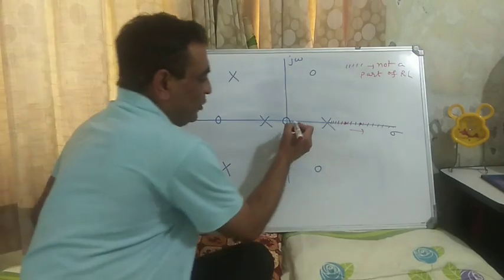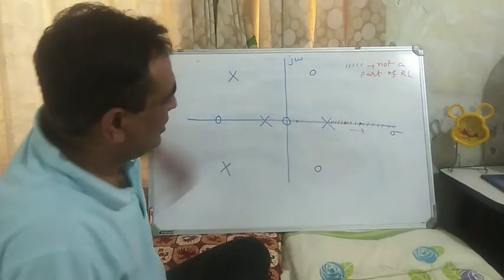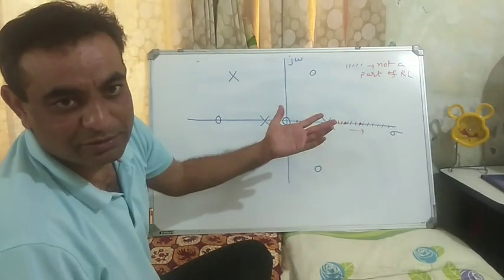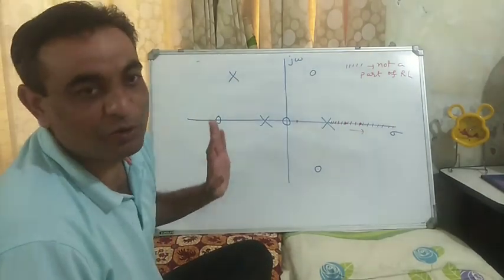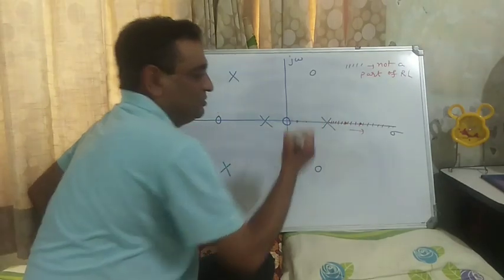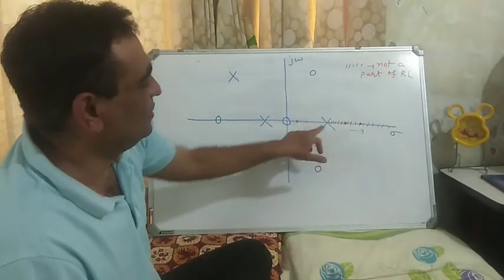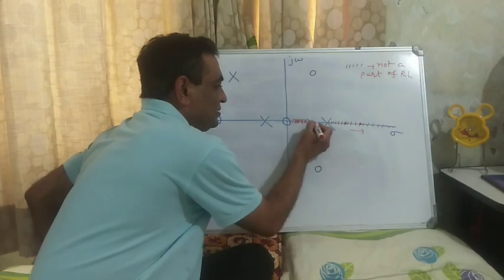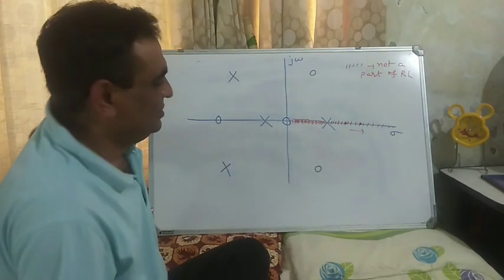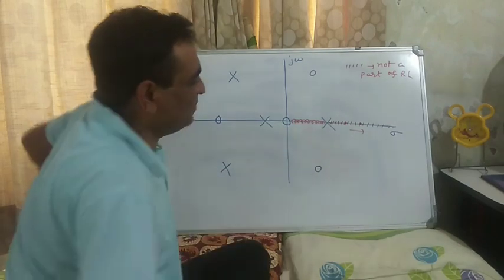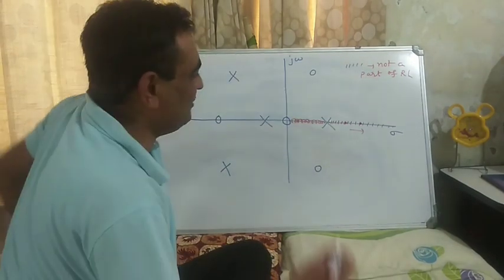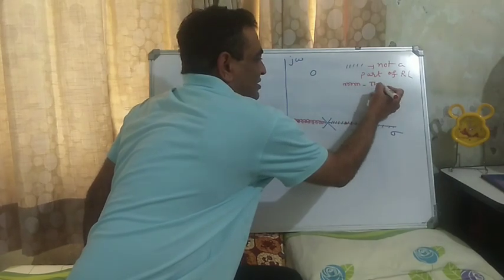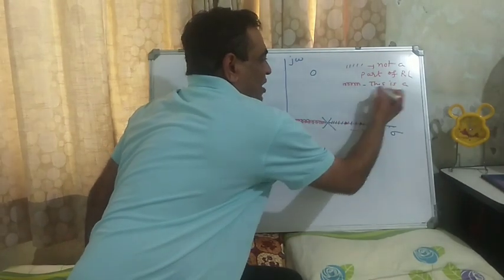Now let me check this point. So to the right hand side of this point there is one pole, one is odd, so this point will lie on the root locus. This point, this is again odd, one pole, so this entire segment up to here is a part of the root locus. So I will put a legend like this now. This is a part of root locus.